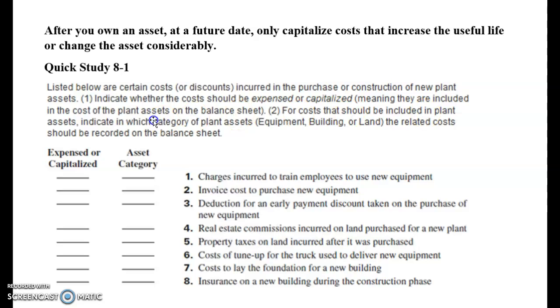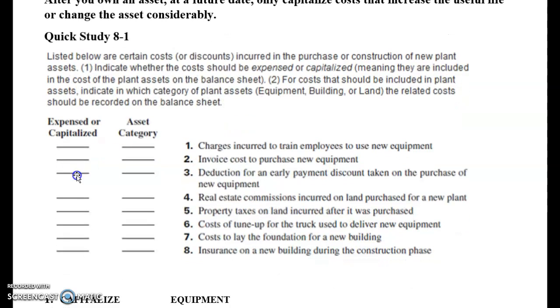For costs that should be included in the plant assets, indicate which category of plant assets, equipment, building, or land, the related costs should be recorded under on the balance sheet. Charges incurred to train employees to use new equipment. That's capitalized, believe it or not. And it's equipment. It says so right there. So training employees on the use of the new equipment that's being installed that we just bought, you can capitalize that. So in other words, we pay the employees, but we don't expense that labor. We'll depreciate that labor cost over time.